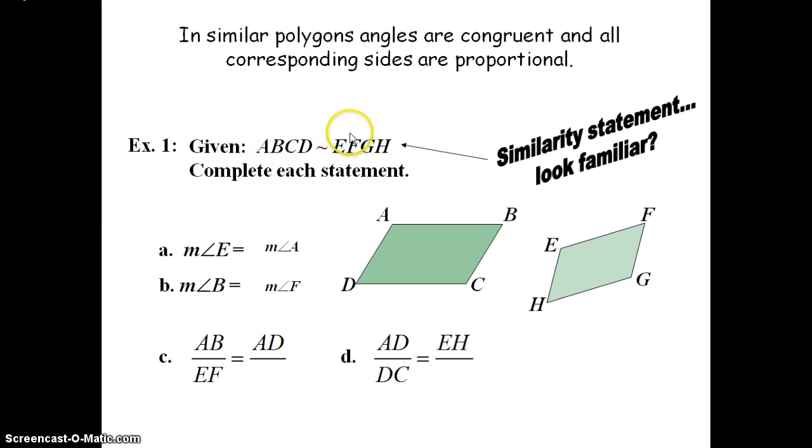AB over EF equals AD over EH, because E and H are first and last, just like A and D. The second one, AD over DC is the same as EH over HG.